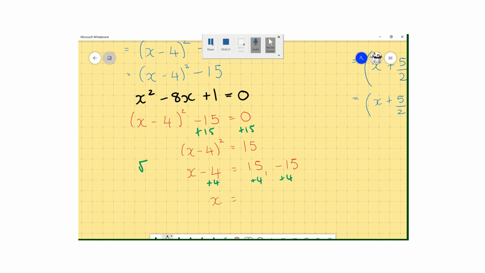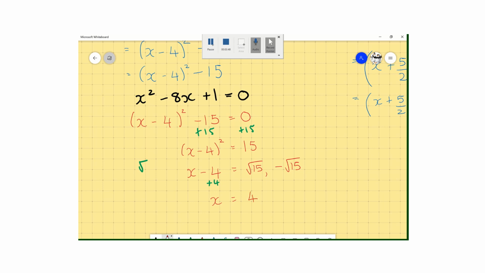And so x would be 15 plus 4, which is 19. Sorry, it wouldn't be 15 and minus 15 at all. See how many of you spotted that one. When I take the square root, it would be the square root of 15, or minus the square root of 15. I needed to take the square root of both sides, so it has to be square root of 15, which isn't a whole number, so we will just leave it like that.